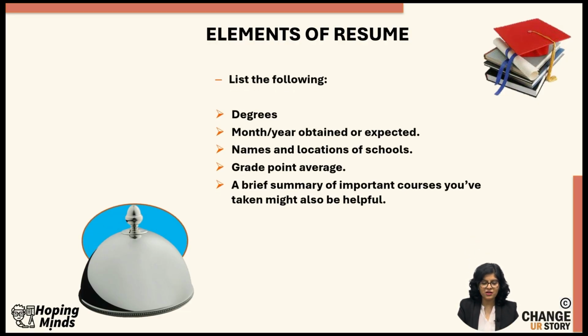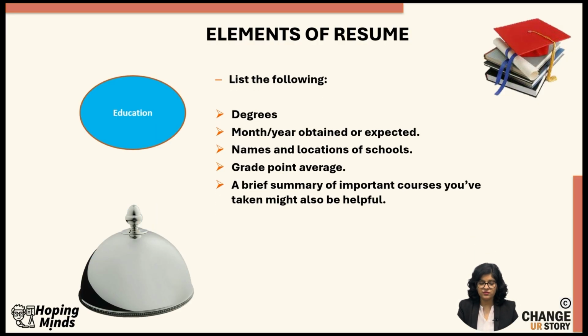The next element of this resume is education, which of course you know, just listing out degrees, months, years, name and location of the schools, grade point. If you're a fresher, then you should write grade pointers, but if you haven't done so well in the college, avoid it. And if you're an experienced professional, then of course you just want to write the name of the qualification, college, location, and the year you passed out in.